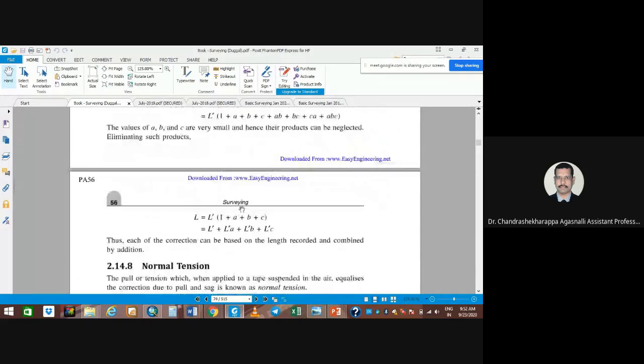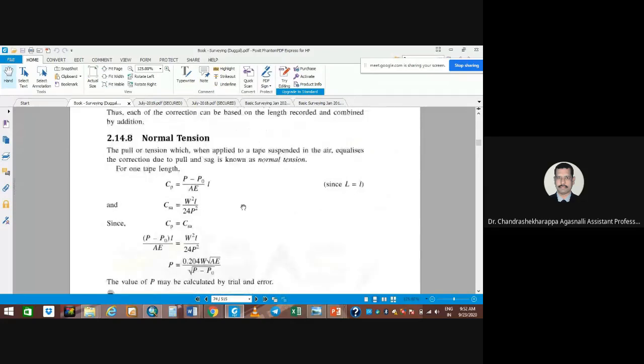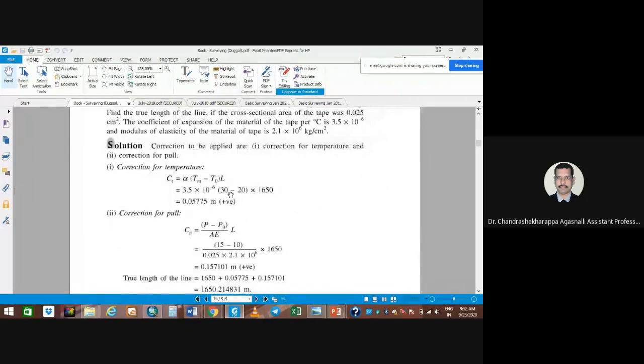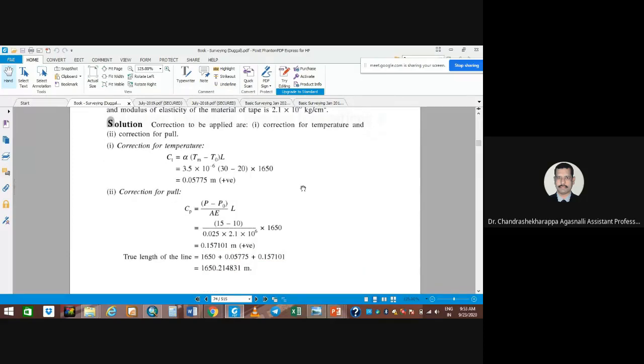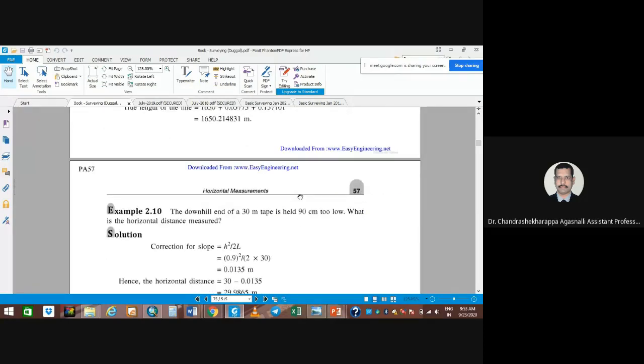So that's why we are giving here 30 minus 20, multiply with the total length here. So very simple one, that's for 6 marks. Putting the formula, you will get 2 marks. Solving these steps, another 2 marks. Lastly, the result, that's another 2 marks. So these are the steps we need to follow. This is correction for the temperature and this is correction for the pull. Very simple ones. So for all these things, you will get the marks.